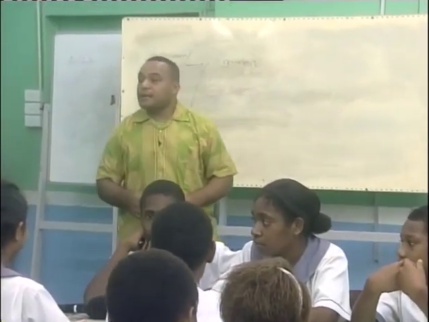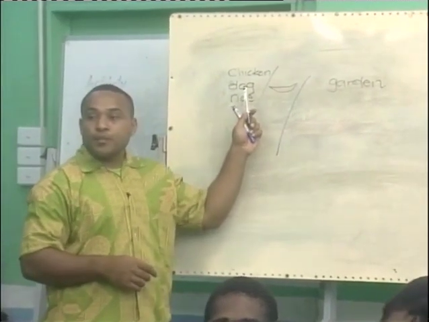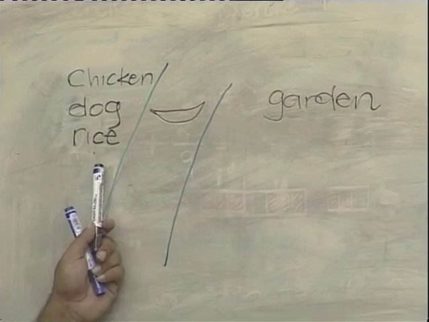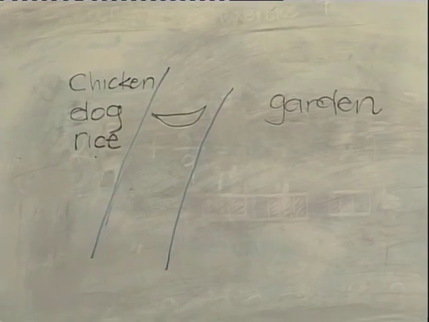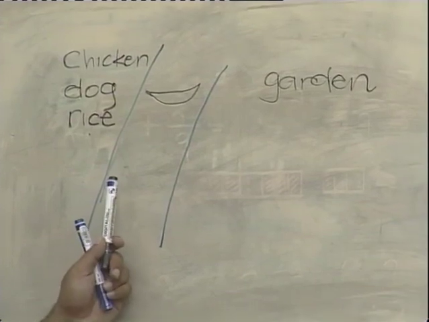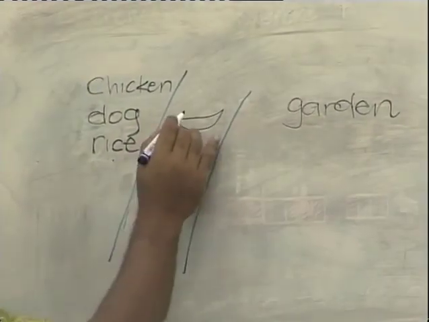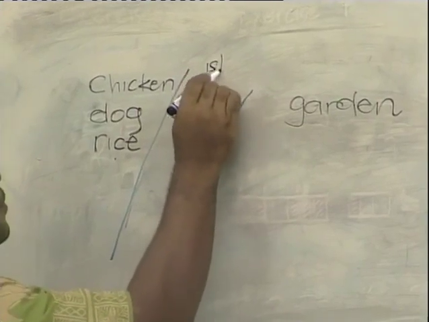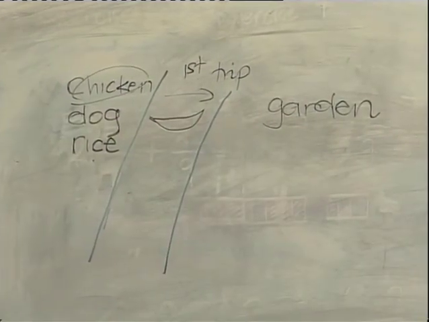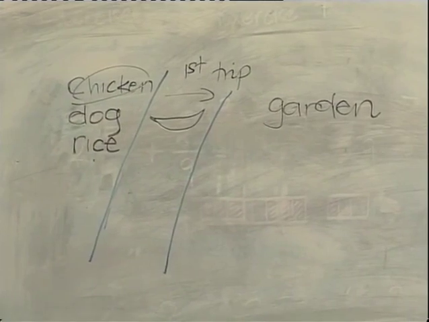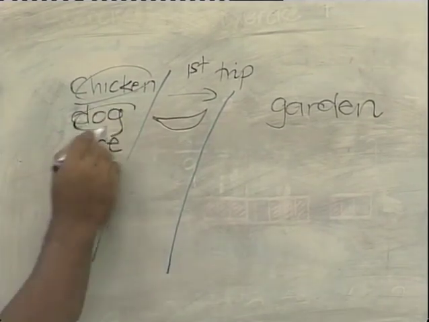Okay, Madhu said that on the first trip, the farmer will take the chicken. So you're telling me that you did not listen, huh? On the first trip, the farmer will take the chicken to the other side. Okay, that's the first trip. We'll take the chicken to the other side, to the garden. And then he will come back and get the dog. That's the second trip now, huh?